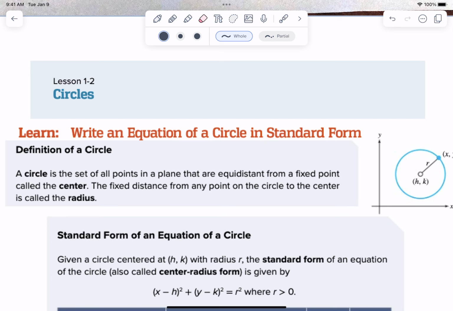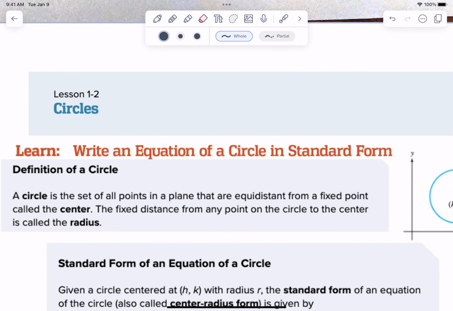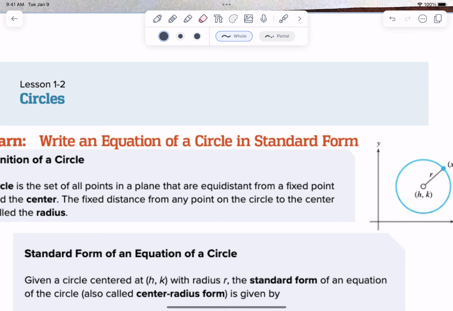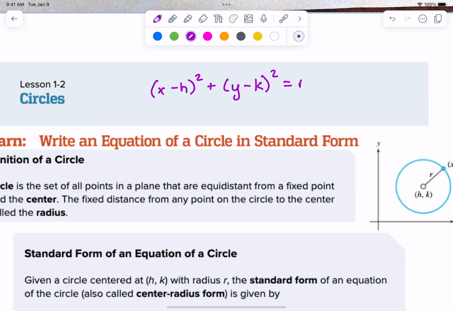This is 1, 2. We are doing circles today. There's only one sheet of notes. That's exciting. Circles. The first thing is the equation of a circle in standard form. I'm going to write it up here at the top so that you can refer back to it. It is (x minus h) squared plus (y minus k) squared equals r squared. Okay? Just put that at the top of your paper.